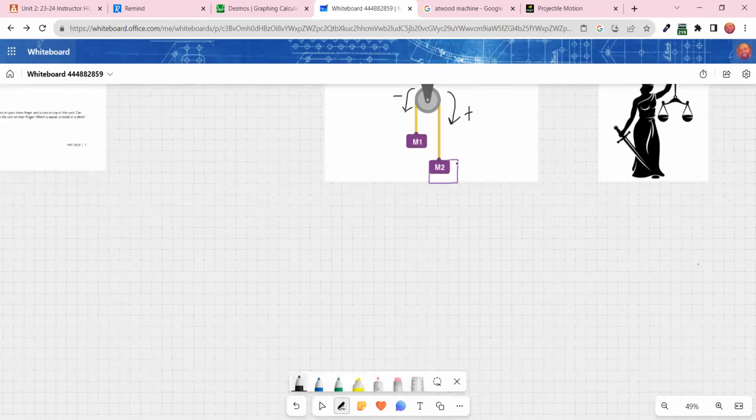Got it. This is an Atwood machine. I have 2 blocks, which means I'm going to have 2 free body diagrams. This is M1. This is M2. What forces are acting upon M2? Well, automatically, you know what force is acting upon it? Gravity. And I always label my forces. This is mass times gravity, but there are two masses, so let me make sure I label this M2G.